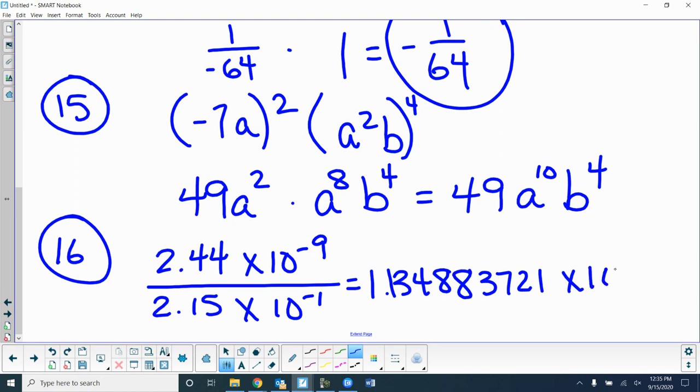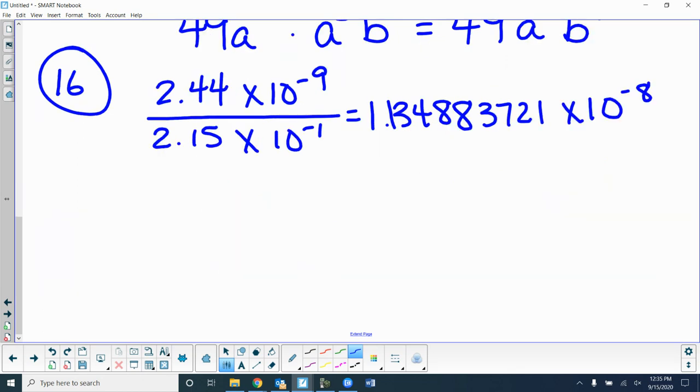What do I do with the exponents when it's division? When it's scientific notation, it's always top minus bottom. What's negative 9 minus a negative 1? Negative 8. Going to add 1, right? Minus a negative 1 is adding 1.